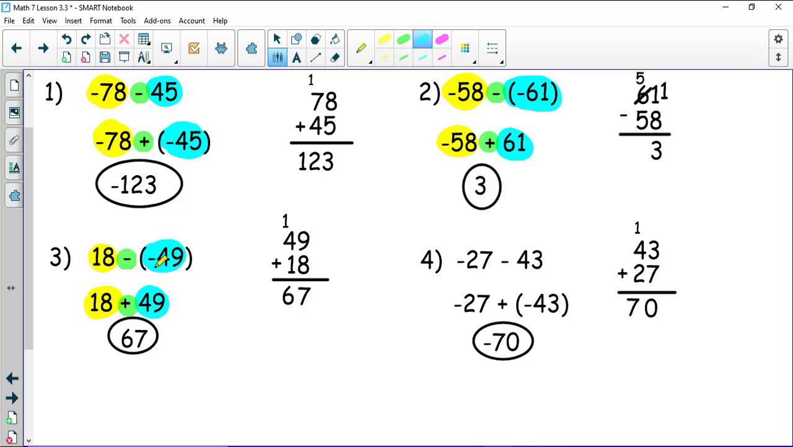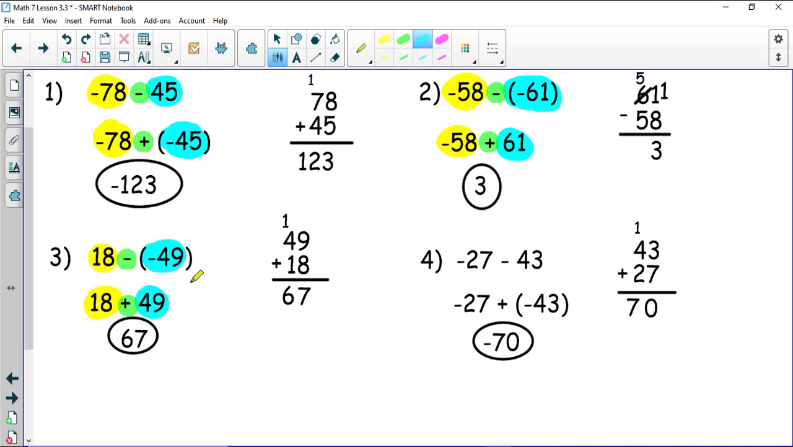Sometimes I'll have students say, well, shouldn't it be negative since 49 is bigger and it's negative in the original problem? Well, that would be correct if it were an addition problem, but those rules only apply to addition problems. Since we have 18 plus 49, 2 positives add up to give us a positive.